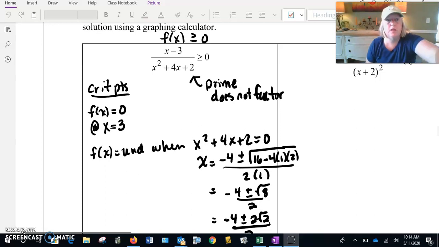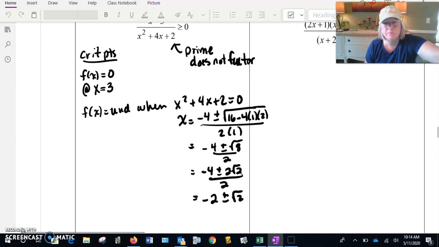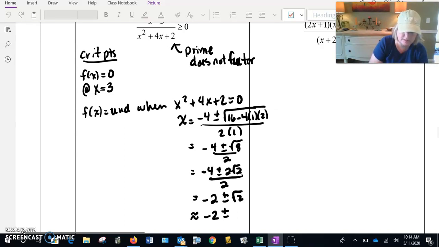Now, in terms of numbers, we might not have a calculator as we're doing this. It really should not bother us, because we know that the square root of 2 is something between 1 and 2. So if I was doing an approximation, this is negative 2 plus or minus 1-ish, which, I love my math technical terms there.